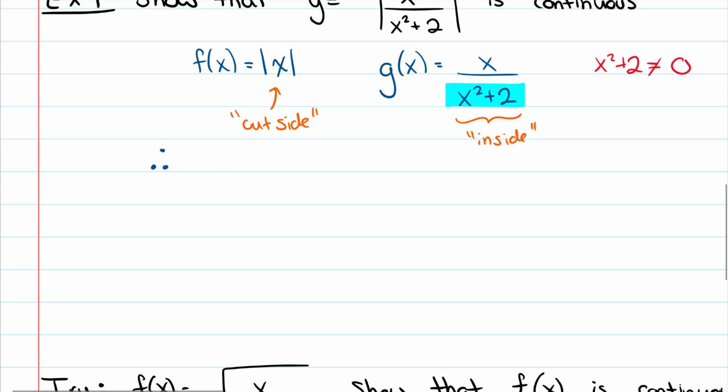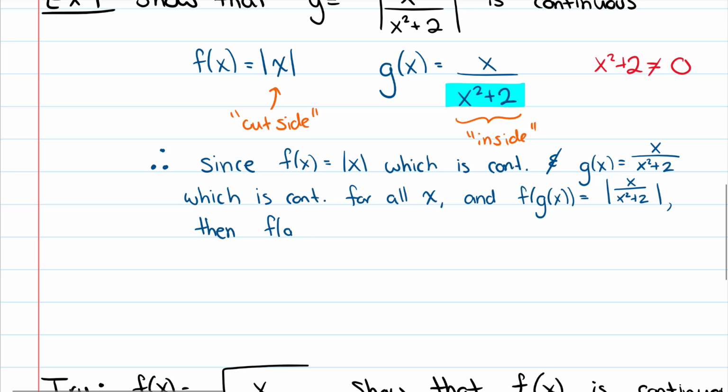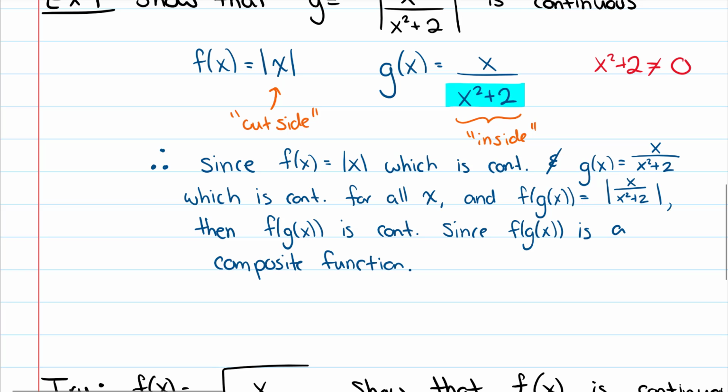So since f of x is equal to the absolute value of x, which is continuous, and g of x is equal to x divided by x squared plus 2, which is continuous for all x, and f of g of x is equal to the absolute value of x divided by x squared plus 2, then f of g of x is continuous since f of g of x is a composite function. There's a couple different ways you can word this that slightly rearrange the order that the conclusion is in, but as long as you have all the parts, it's going to be fine.